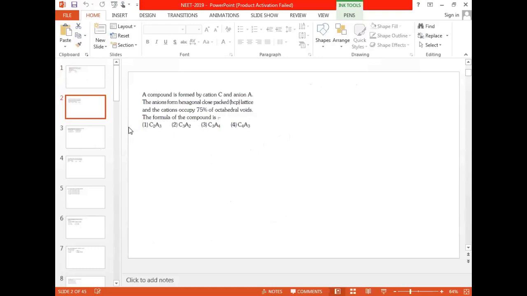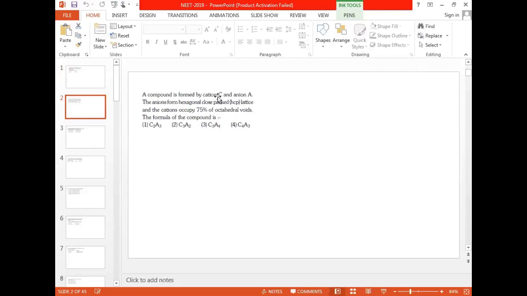Kavya, you read the problem. A compound is formed by cation C and anion A. The anions form a hexagonal close-packed lattice and the cations occupy 75% of octahedral voids. The formula of the compound is?